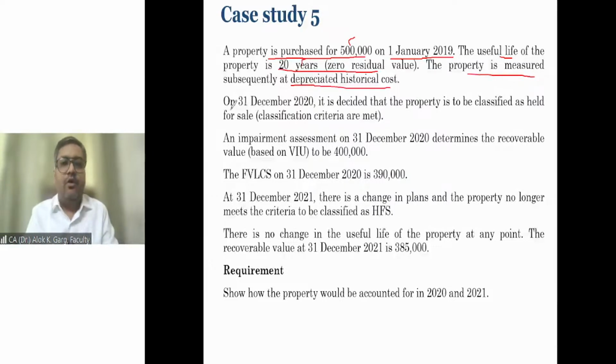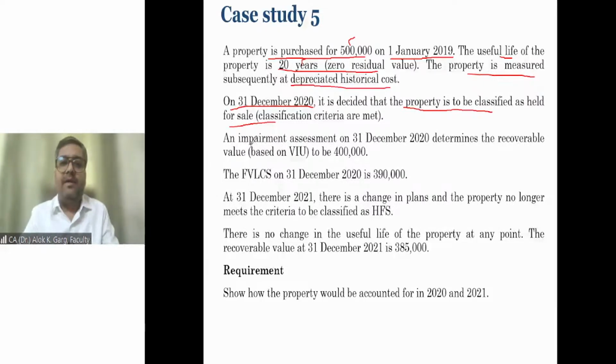On 31st December 2020, that is after 2 years, 1st January 19 to 31st December 19 to 31st December 20, it is decided that the property is to be classified as held for sale. So on 31st December, it is moving from Ind AS 16 to Ind AS 105. So 2-year depreciation will be there. 5 lakh divided by 20, 25,000. If 1 year depreciation is 25,000, what is the accumulated depreciation for 2 years? 50,000.